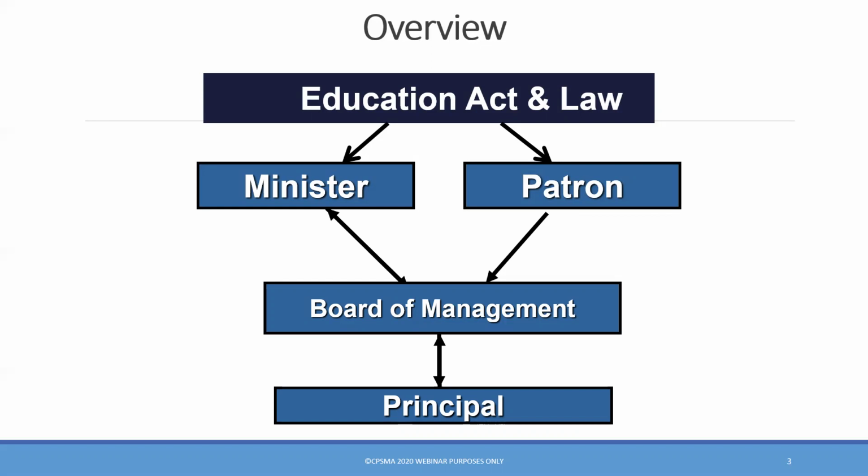The board, as well as being accountable to the patron, is also accountable to the minister. The inspectorate carry out school inspections to evaluate the quality of the school management and leadership, the quality of teaching, learning and assessment, and the school's own planning and self-review. Copies of any reports carried out by the inspectorate are sent to the patron.